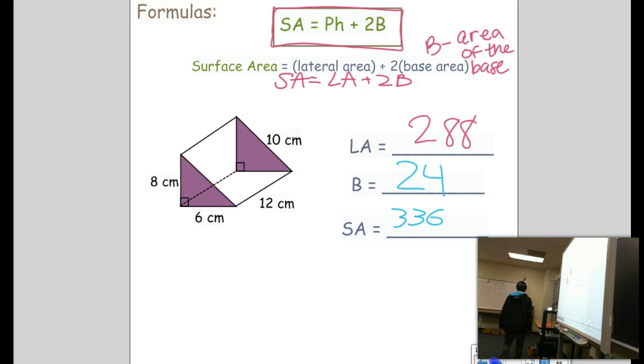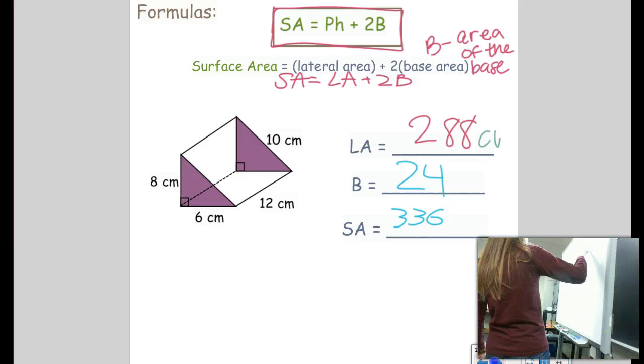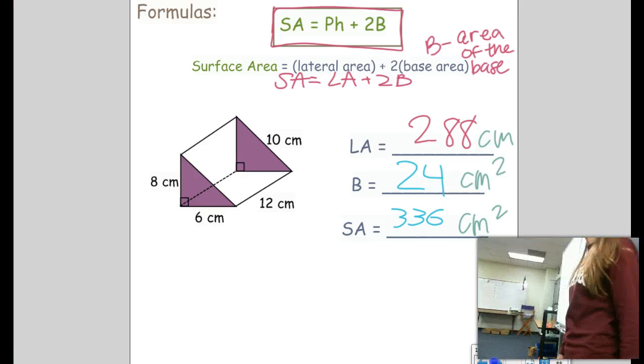Is it 336? Yeah. Thank you, Rodolfo. Very good. Centimeters squared. Oh, squared. Sorry, they're all squared. They're all 2D values. That's an area, that's an area, that's an area. Who has a question? This plus double this. So 288 plus 48 is what you were going for.